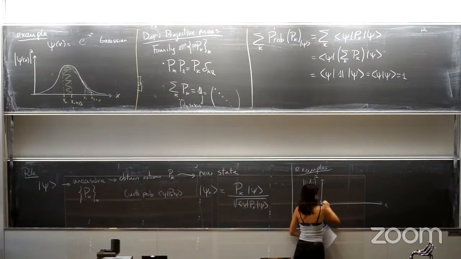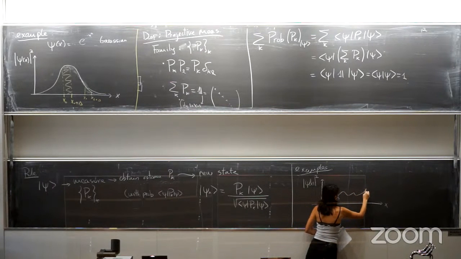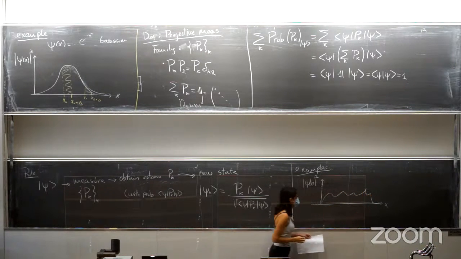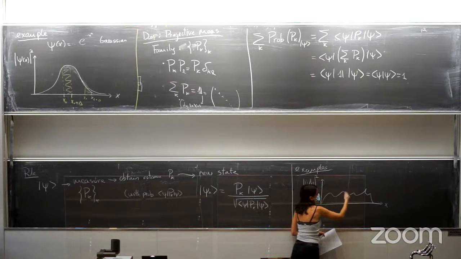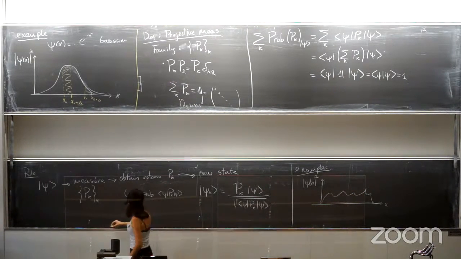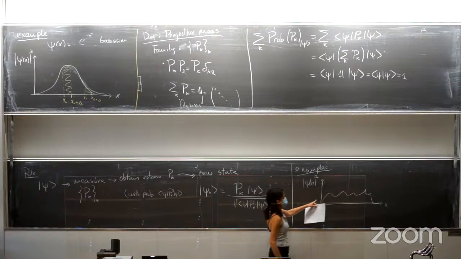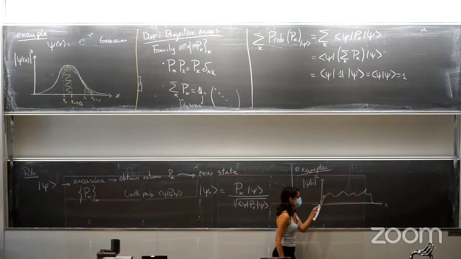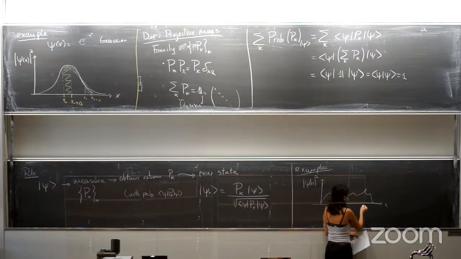And suppose it was in some kind of state. It doesn't need to be something physical, it's just an example. All we know is that this area under here must be 1. And now suppose we measured and got this outcome here corresponding to this projector. So these are x0 plus delta. So we got this thing.